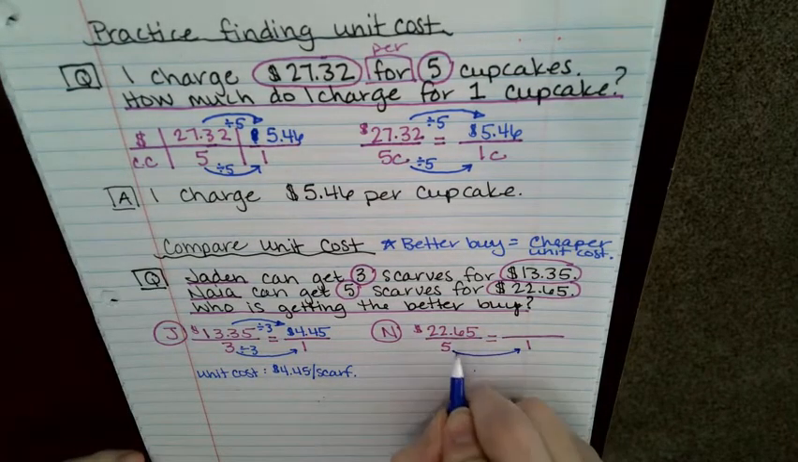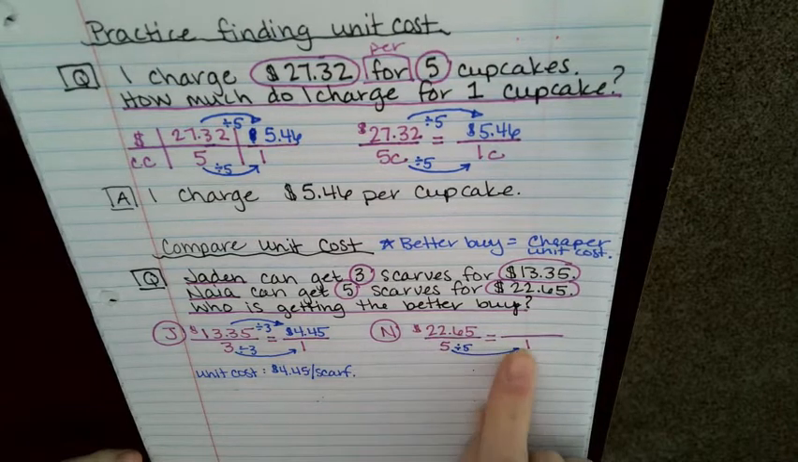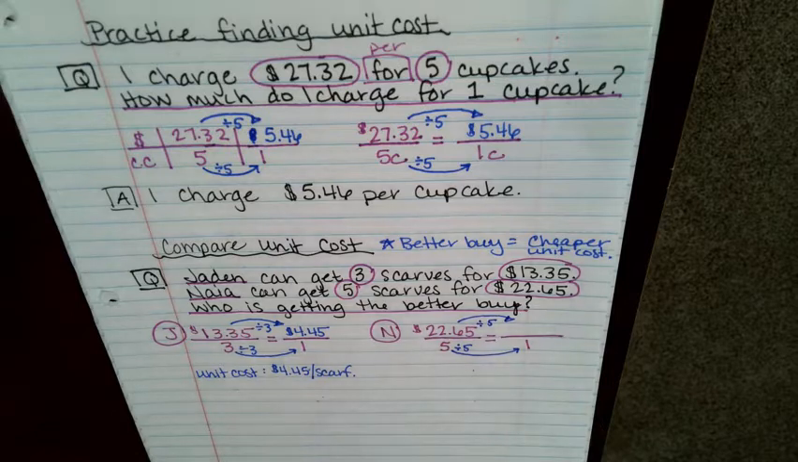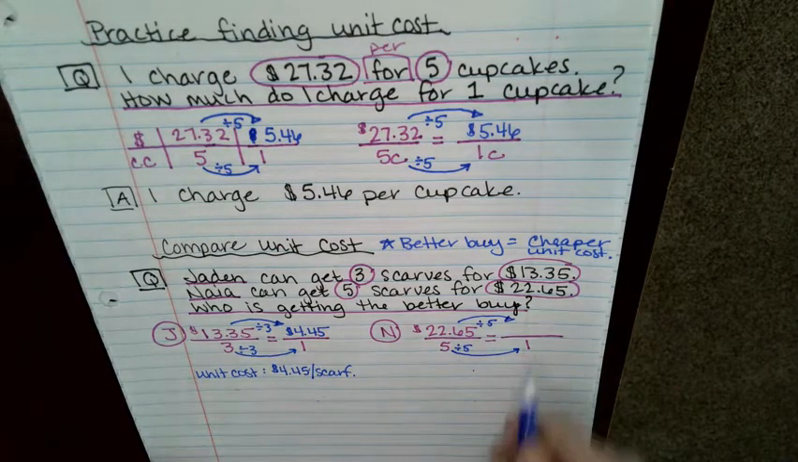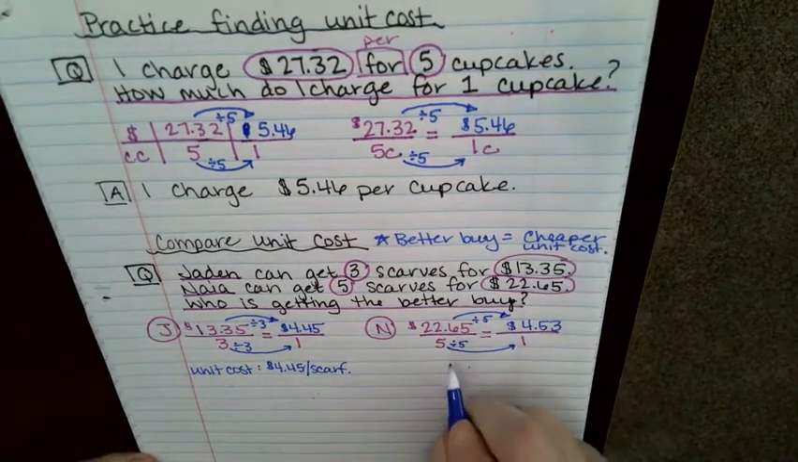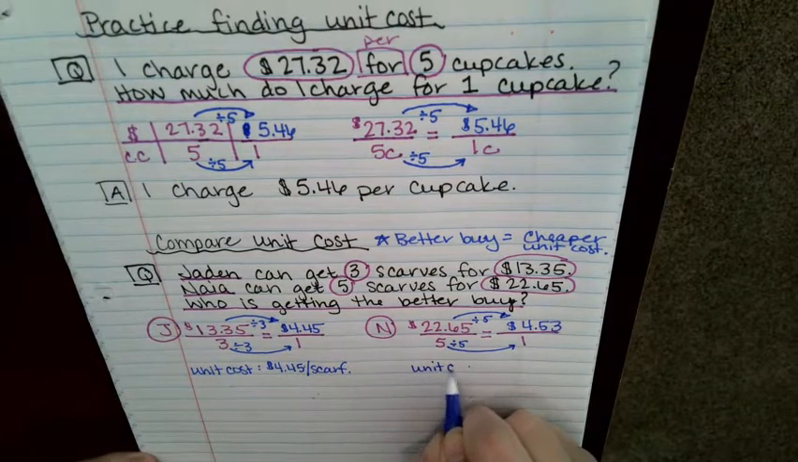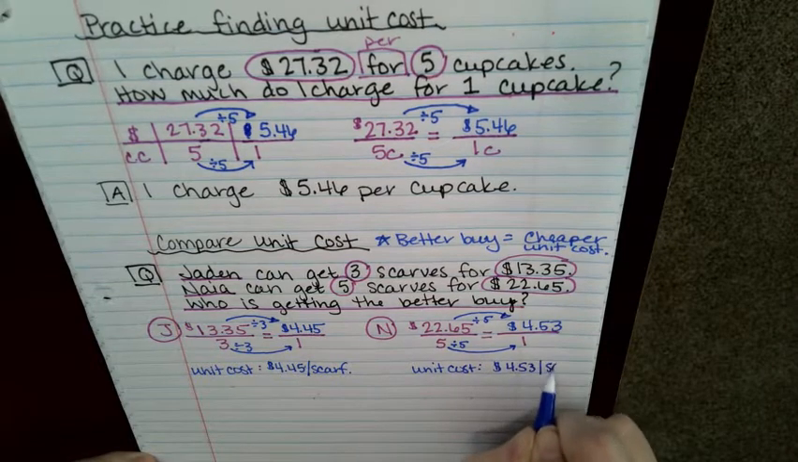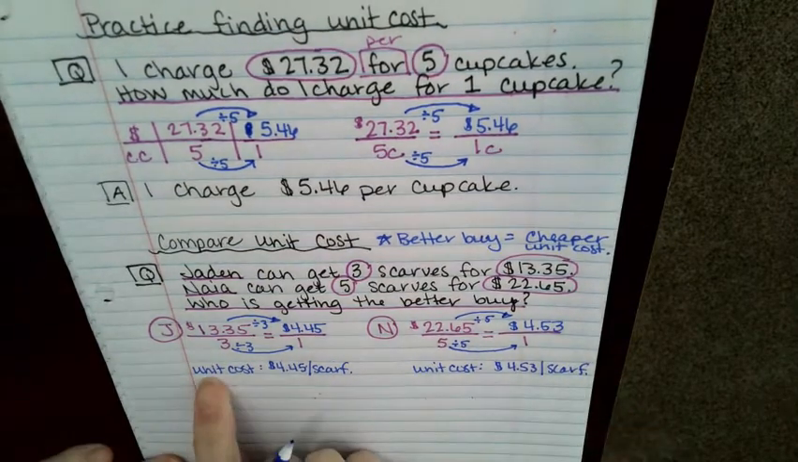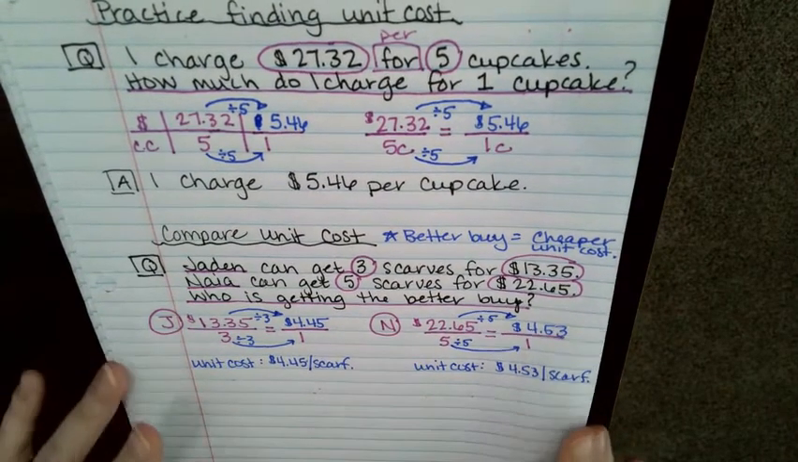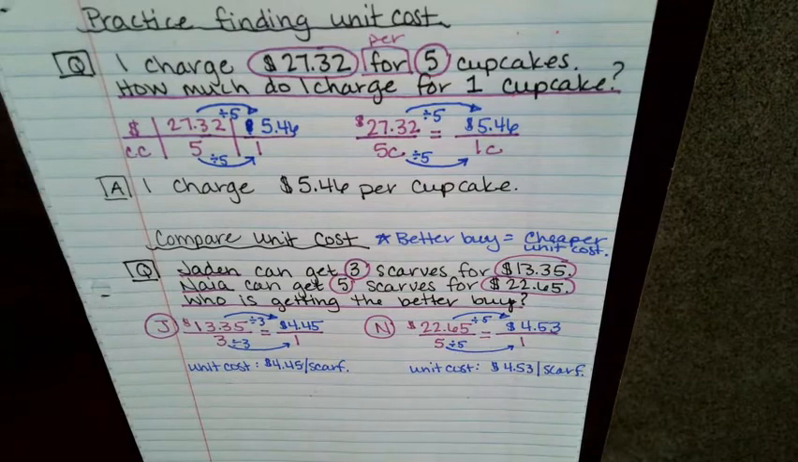I'm going to divide by 5 because 5 divided by 5 gets me to 1, and I'm going to divide $22.65 divided by 5. Go ahead and do that. Tell me what you get. Okay, I got $4.53. So the unit cost here is $4.53 per scarf. So looking at Jaden's unit cost at $4.45 per scarf and Naya's unit cost at $4.53 per scarf, who got the better deal?